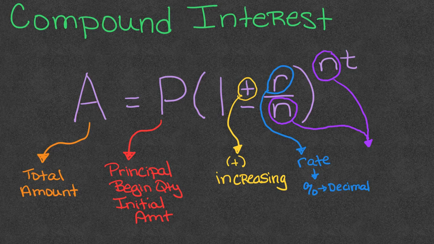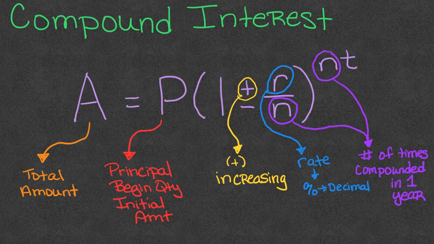So N is the number of times compounded in 1 year. And I'll go into more details on that in just a second on the next slide.